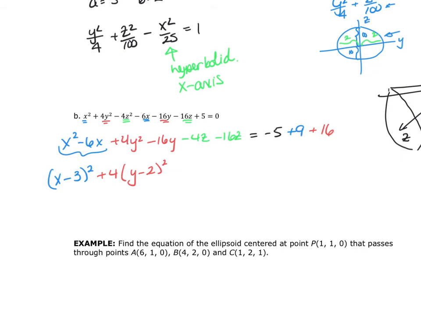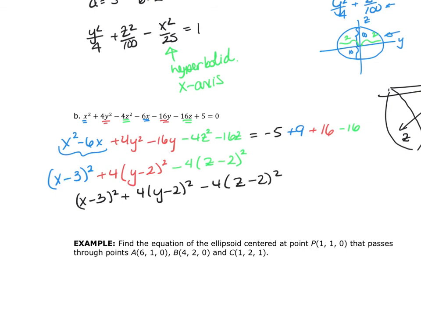And then I'm going to do my Z. My Z, I need to pull out a negative 4 first, and then I'm going to have Z squared. And it's going to be similar. I'm going to pull out a negative 2 and square it. Now, as before, what I really have here is a negative 4 multiplied by that 4. So I end up subtracting off 16. So where I am now is I have X minus 3, the quantity squared, plus 4 times Y minus 2, the quantity squared, minus 4 times Z minus 2, the quantity squared, is equal to 4.